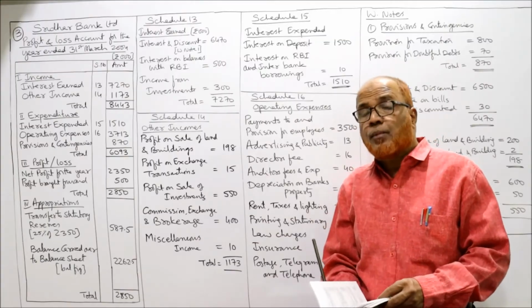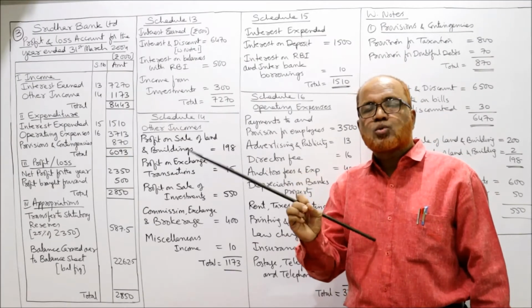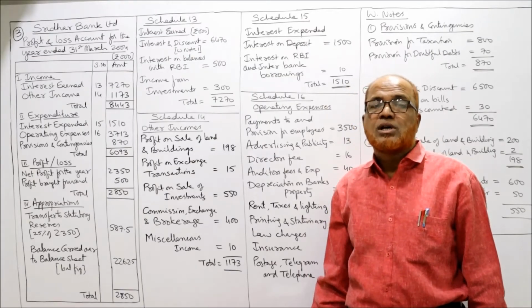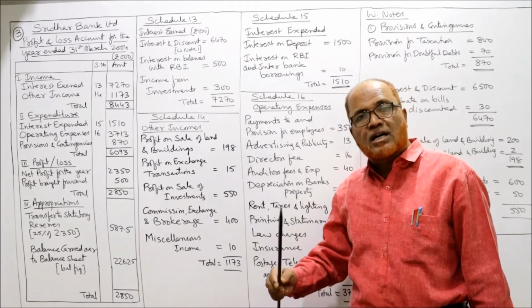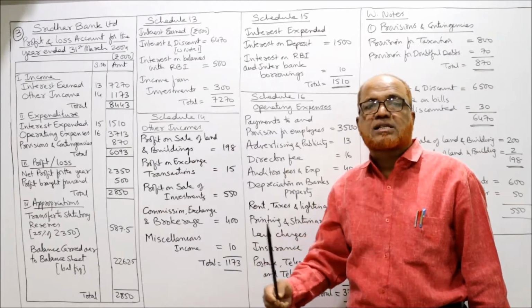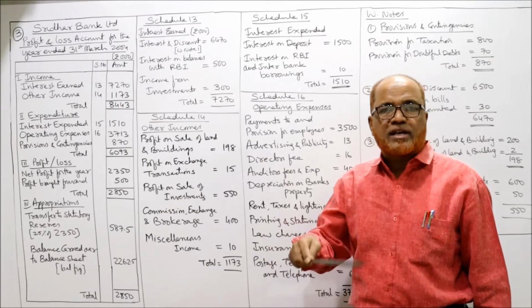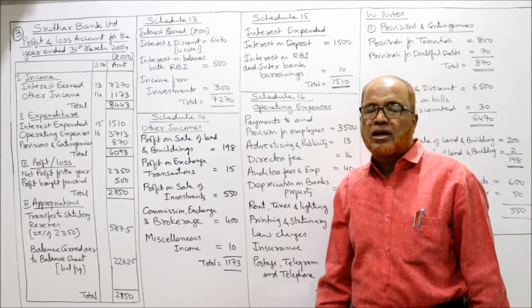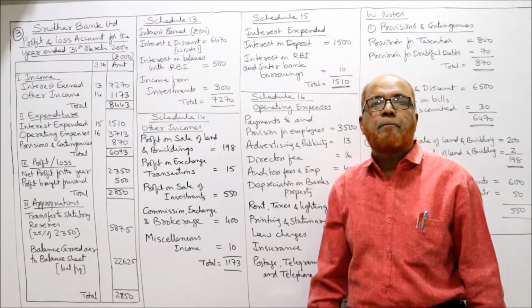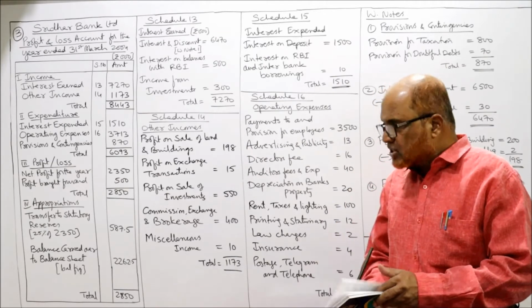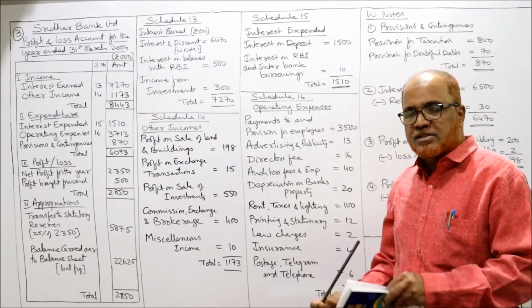Now interest on deposit, mainly students will commit the mistake while taking this interest, so be careful because banks will have interest earned as well as interest expended. If by mistake you take expended as earned, or earned as expended, your solution will be completely wrong. Now auditors' fees and expenses, operating expenses.